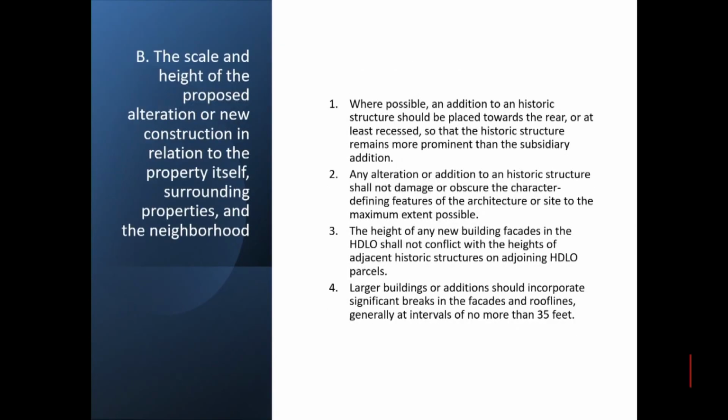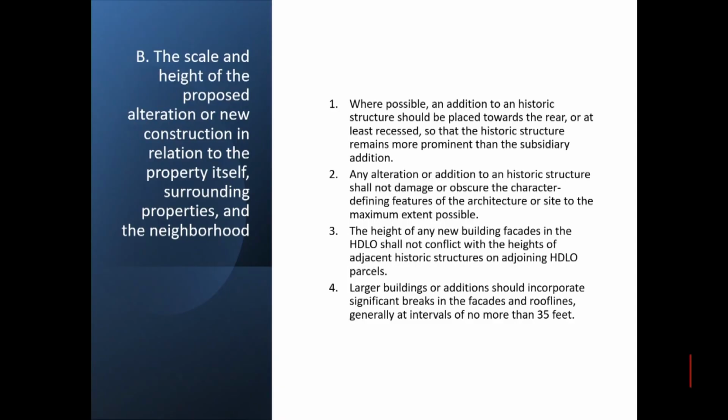Section B is looking at the scale and height of the proposed alteration or new construction in relation to the property itself and surrounding properties of the neighborhood. So where possible, an addition to an historic structure should be placed towards the rear or at least recessed so that the historic structure remains more prominent than the subsidiary addition. Any alteration or addition to a historic structure shall not damage or obscure character-defining features of the architecture or site to the maximum extent possible.